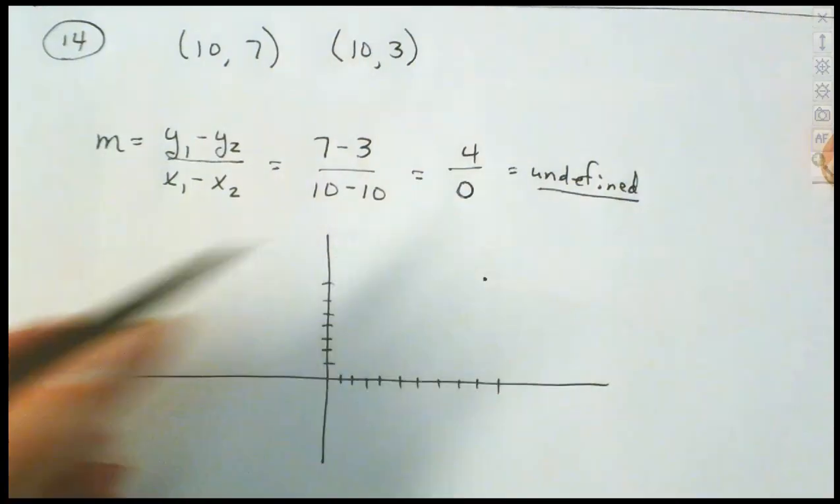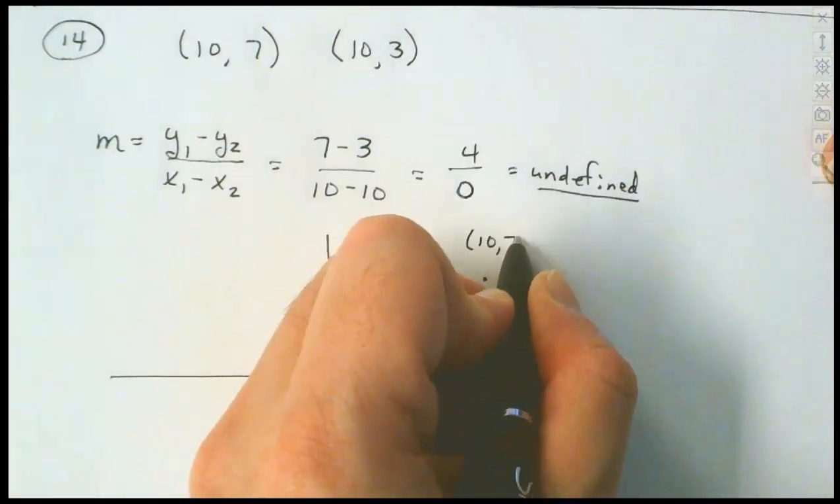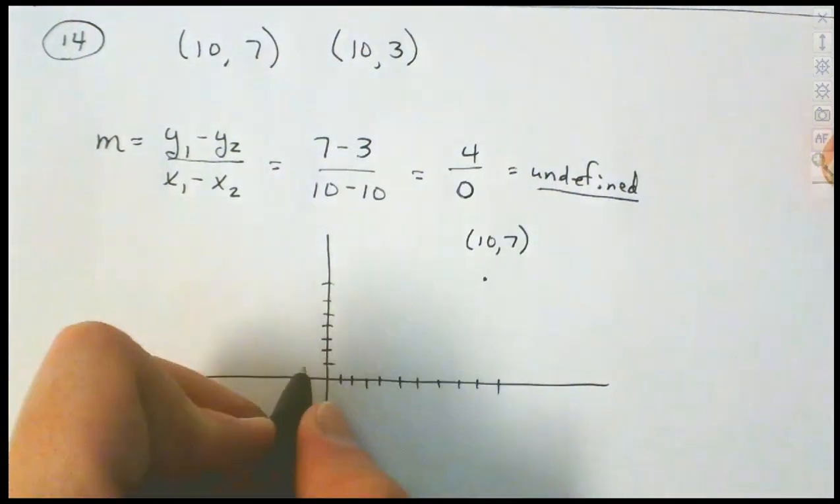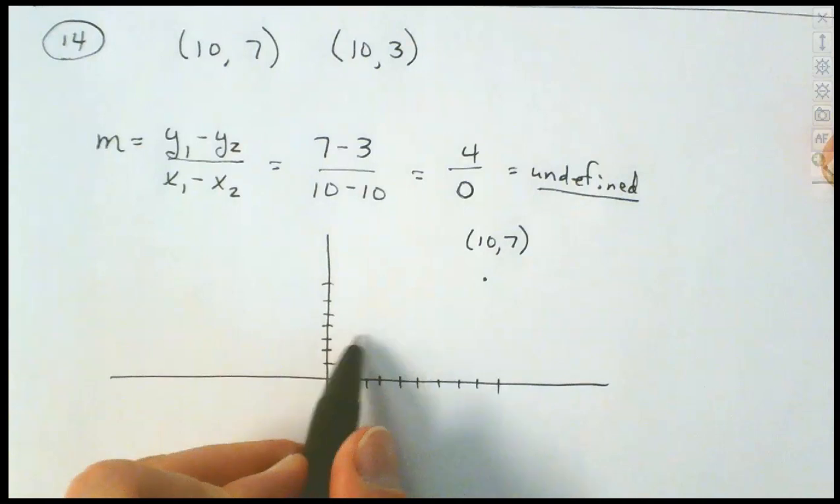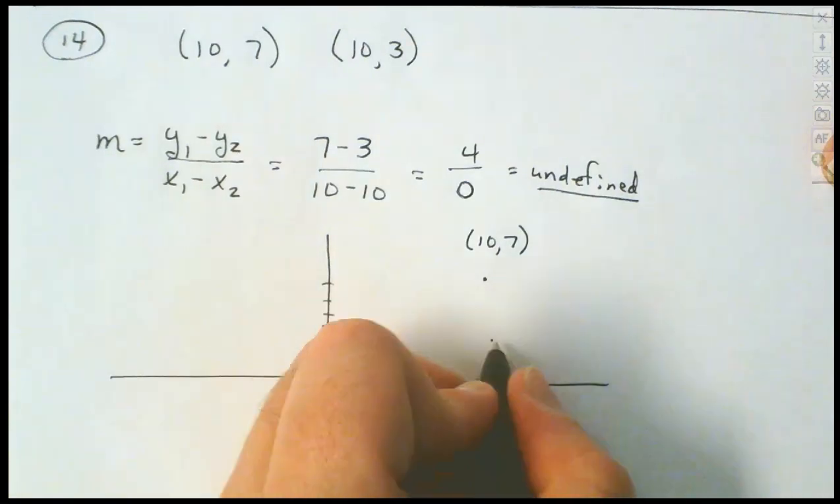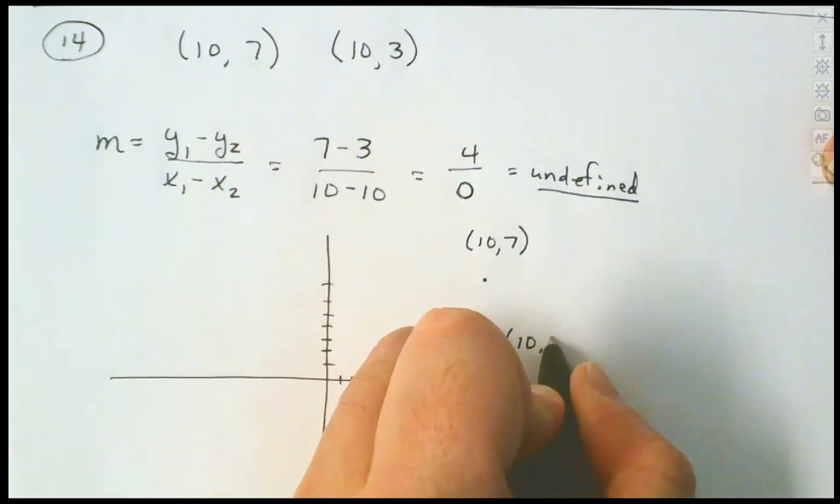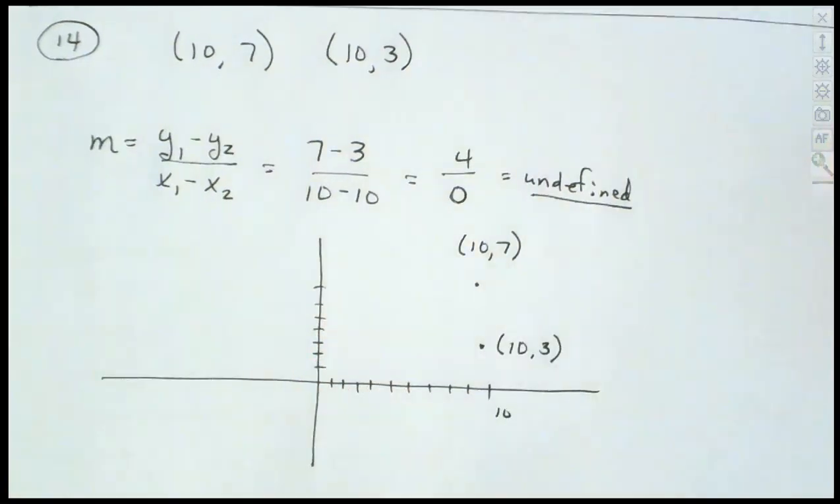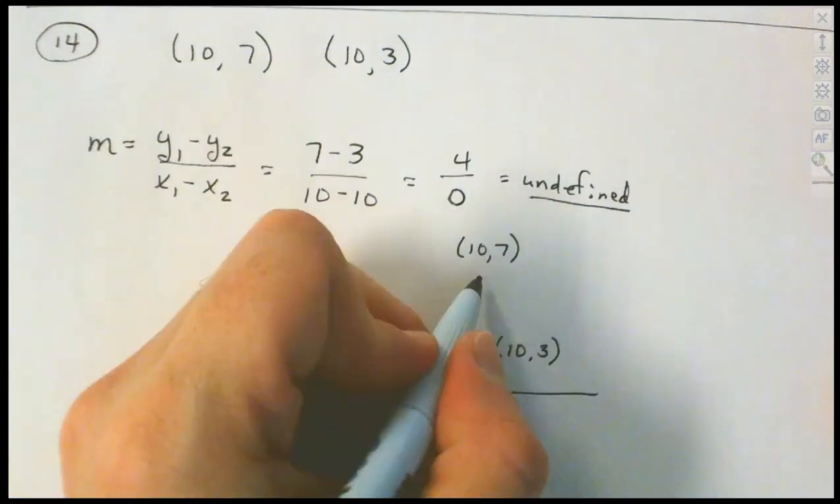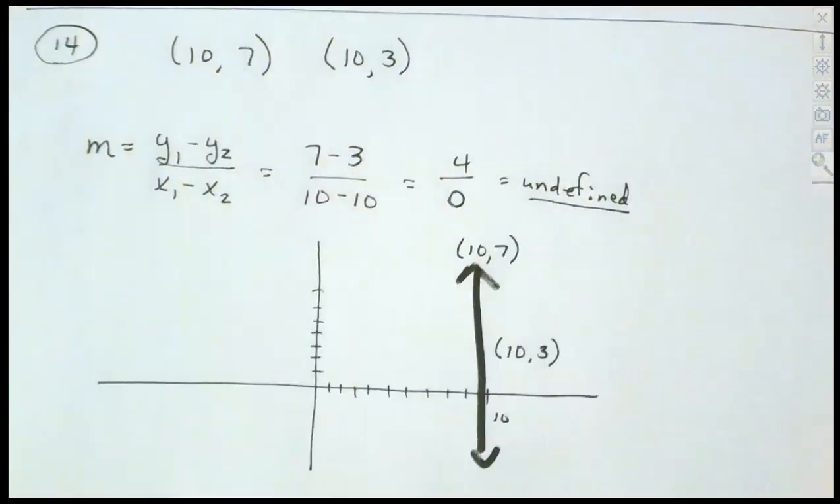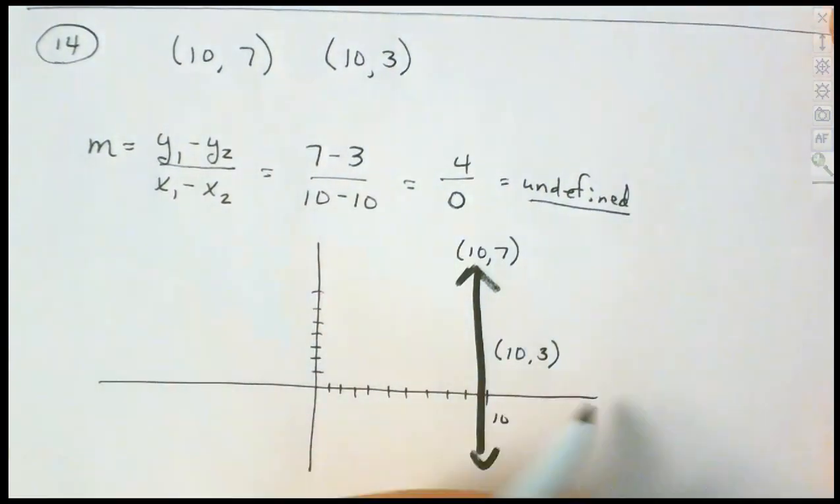Okay, so (10, 7) is right here. And we've also got (10, 3), which is going to be right here. If I connect them together, what do I get? I get a vertical line. And remember, vertical lines are x lines, so this would be crossing the x-axis at 10.